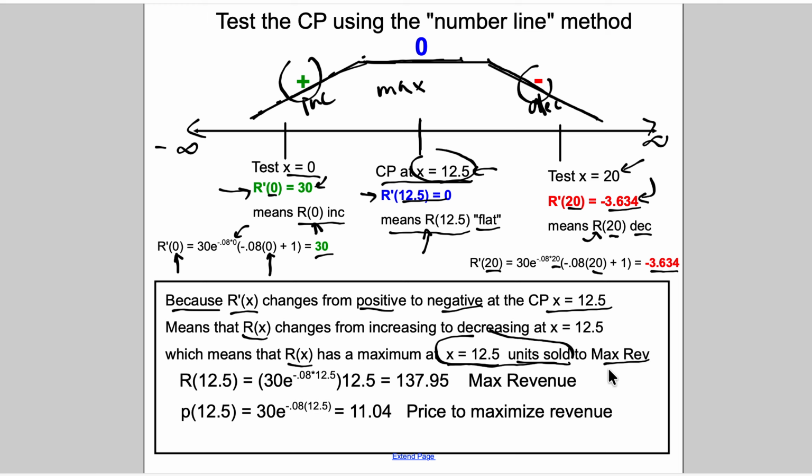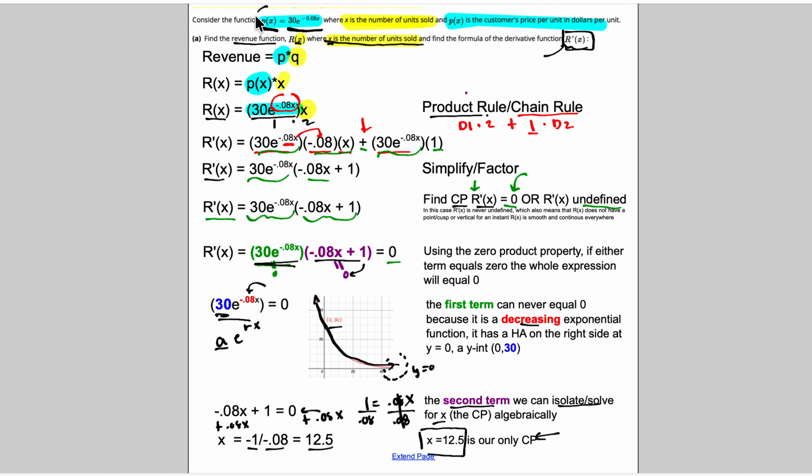If I want to find out what that revenue value is, I need to plug it into the revenue function. Remember, the revenue function says when I input units sold, I get an output of revenue. So I'm going to plug 12.5 units sold into my revenue function, and I get that the maximum revenue is $137.95.